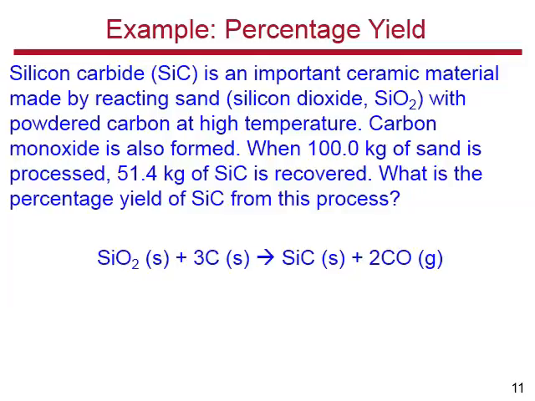Silicon carbide, SiC, is an important ceramic material made by reacting sand, which is silicon dioxide, SiO2, with powdered carbon at high temperature. Carbon monoxide is also formed. When 100 kilograms of sand is processed, 51.4 kilograms of silicon carbide is recovered. What is the percentage yield of silicon carbide from this process? We have a balanced chemical equation for this reaction. So we have 1 mole of silicon dioxide reacting with 3 moles of carbon to give 1 mole of silicon carbide and 2 moles of carbon monoxide.